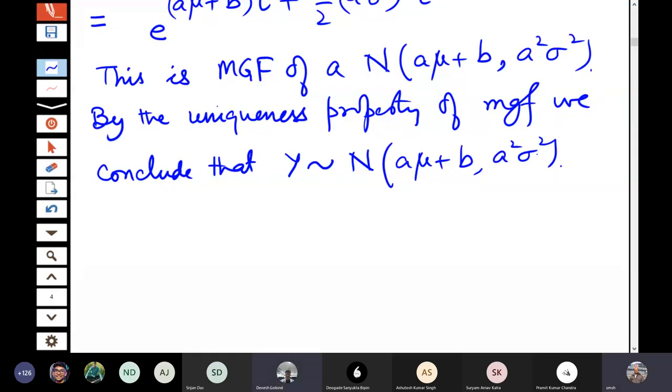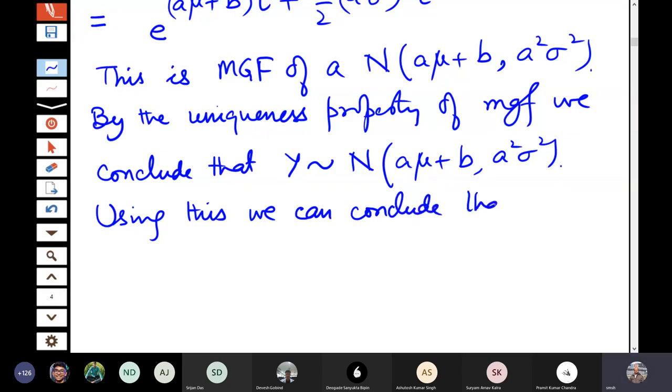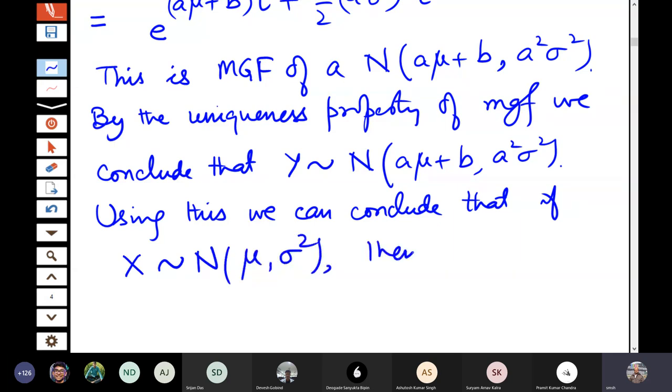Now you can make use of it, and using this we can conclude that if x follows normal mu sigma square, then z is equal to x minus mu by sigma.